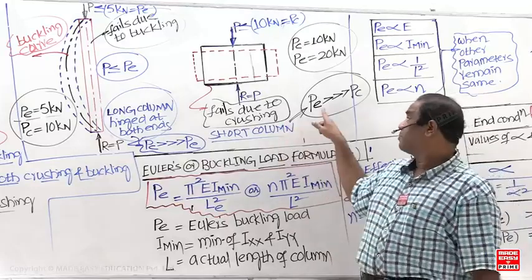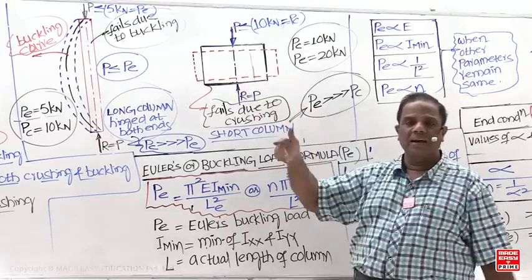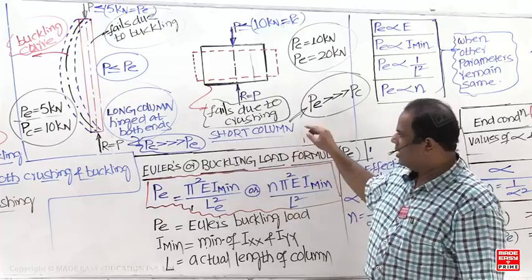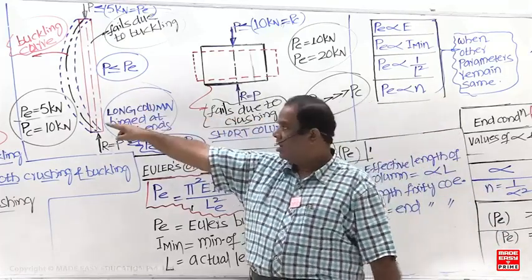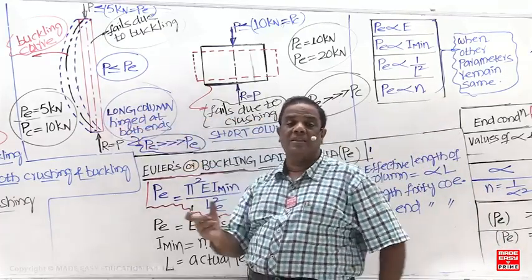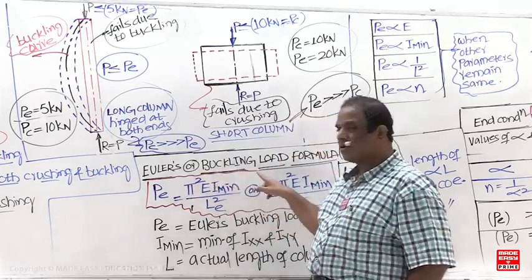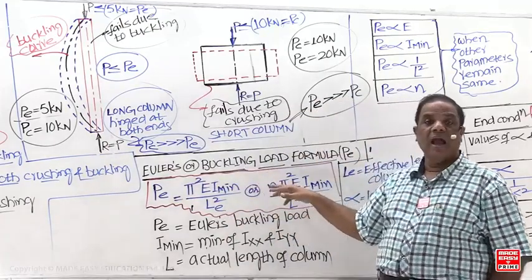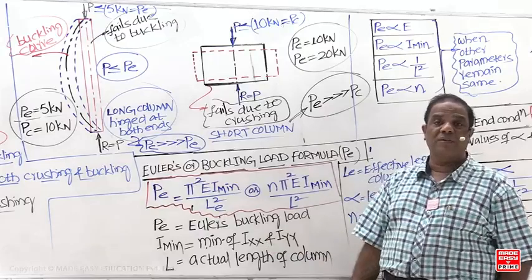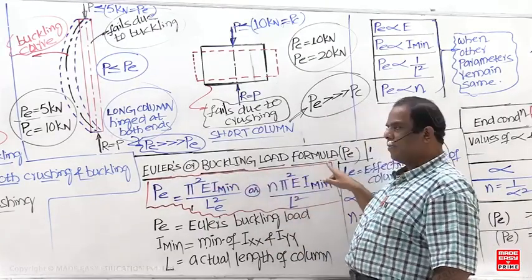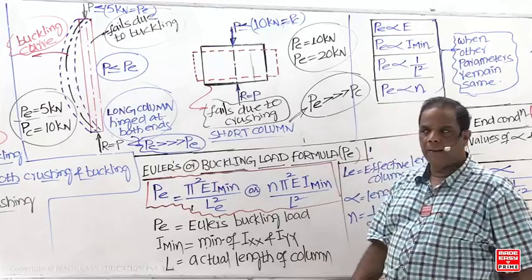Now we don't know the expression for PC. I have taken these values randomly. Now we are going to discuss how to get that buckling load. For that, the scientist Euler has derived an expression for the buckling load. That formula is called Euler's buckling load formula, which is represented by PE.